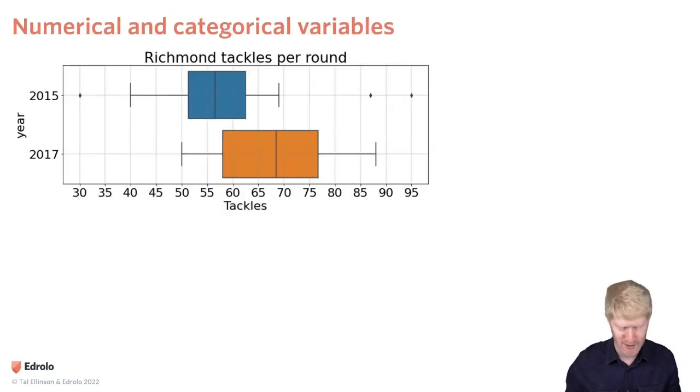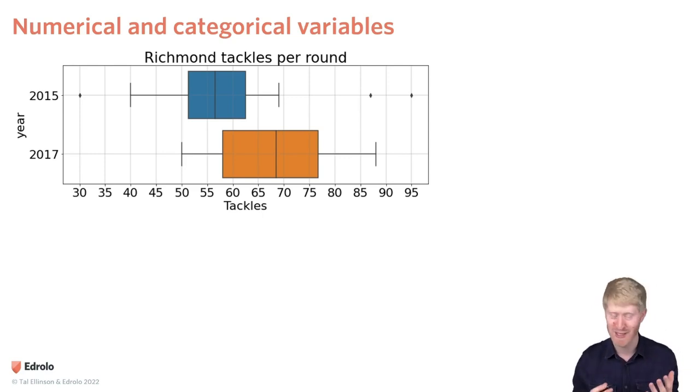Well, what does that look like in practice? Here's an example of parallel box plots. By showing Richmond's tackles per round in 2 different years, we can start to ask questions of the data. We can say, was Richmond a better tackling team in 2017 than it was in 2015?